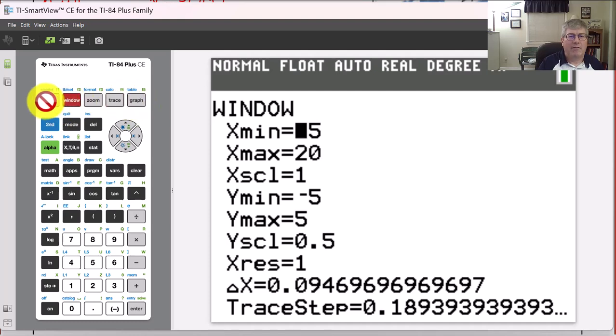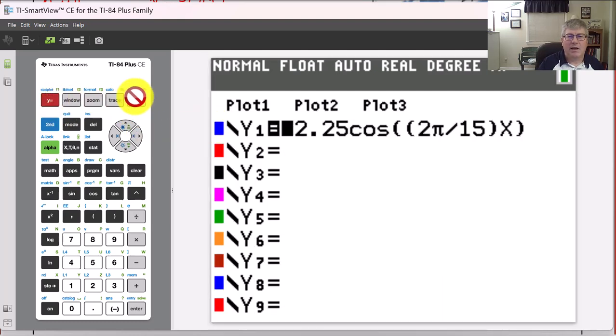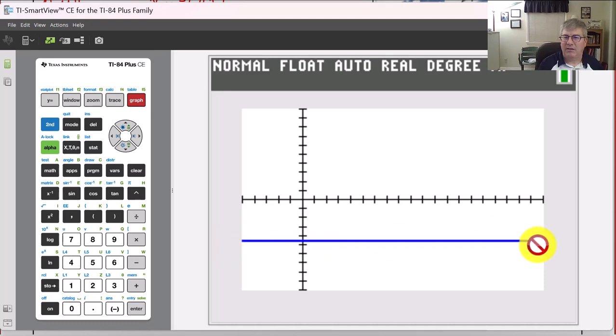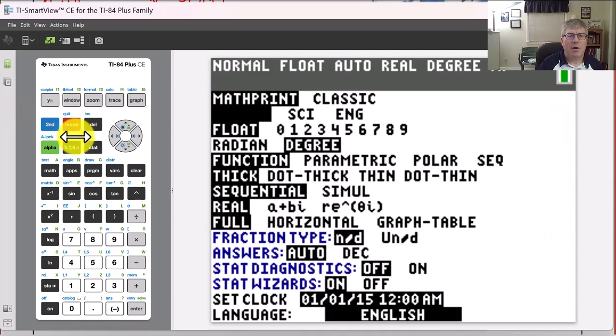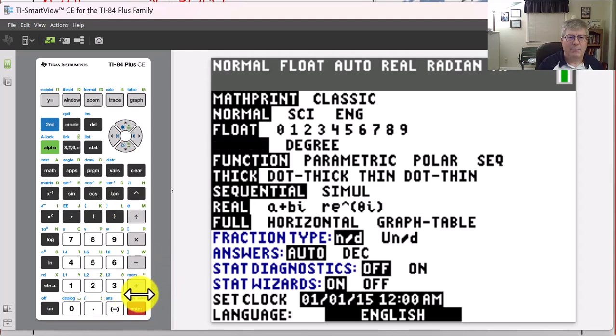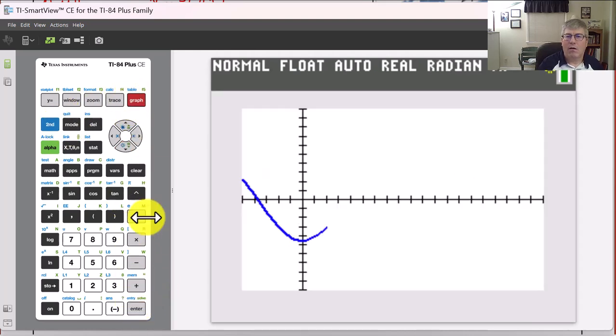So I've got my function in and I hit graph and I just get this straight line. My calculator's in degree mode. I need to be in radian mode, so I have to change my mode. I go back down to radians. And now I graph my function.